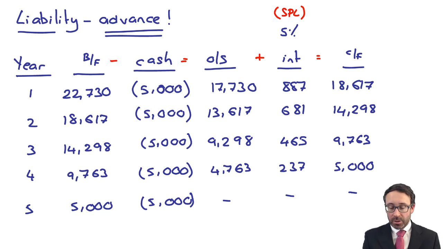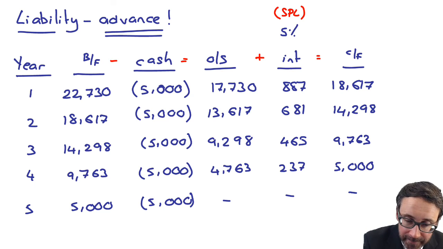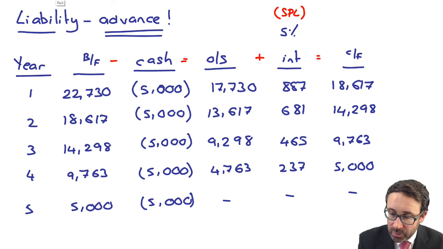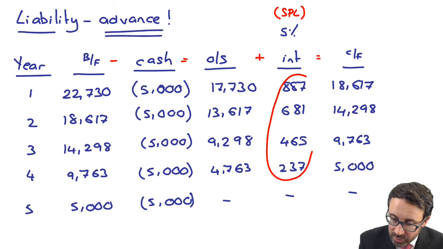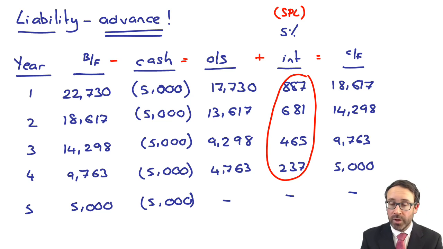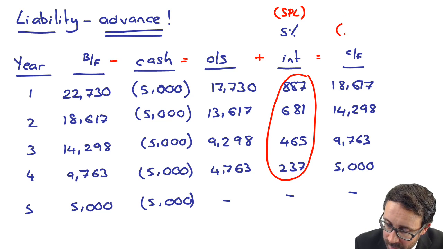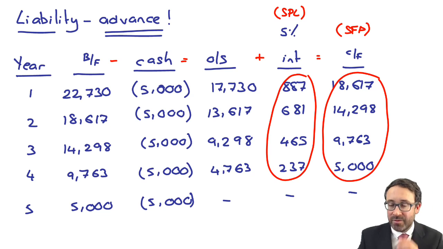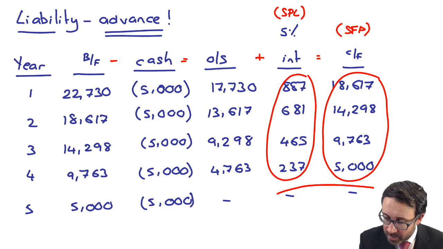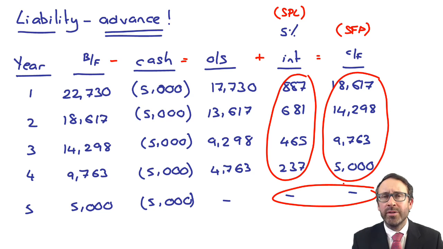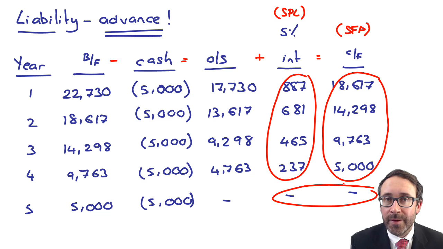There we go. So what you would then have effectively is that in the statement of profit or loss, you have interest for each of those 4 years. And then on the statement of financial position, you then have your lease liability for each of those 4 years. In the 5th and final year, there is no interest. There is no liability because you paid everything off.